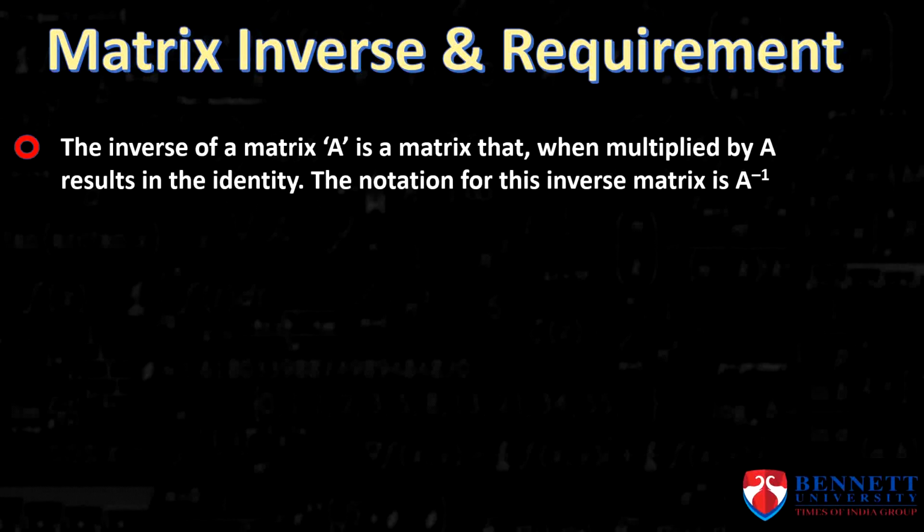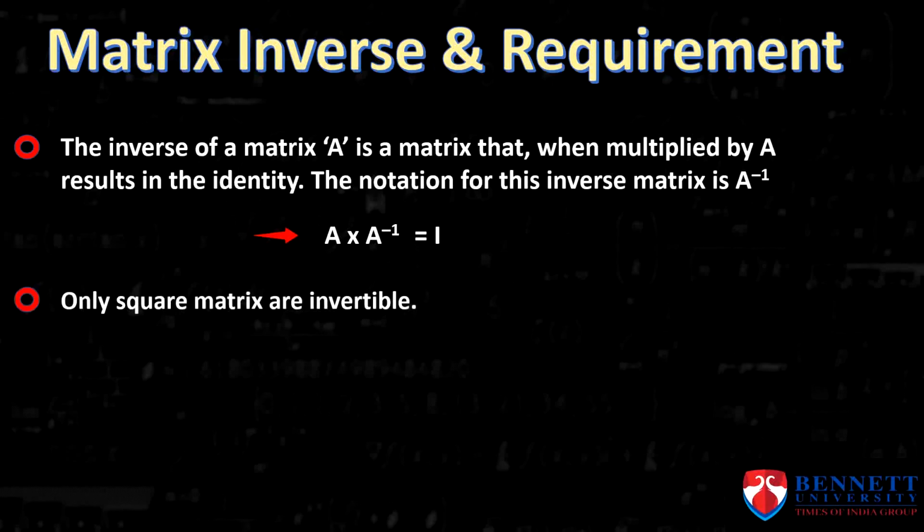Then we have matrix inverse and requirements. What is matrix inverse? The inverse of a matrix A is a matrix that when multiplied by A results in the identity, and the notation for this is A inverse. This is the formula: matrix A multiplied by its inverse is the identity.